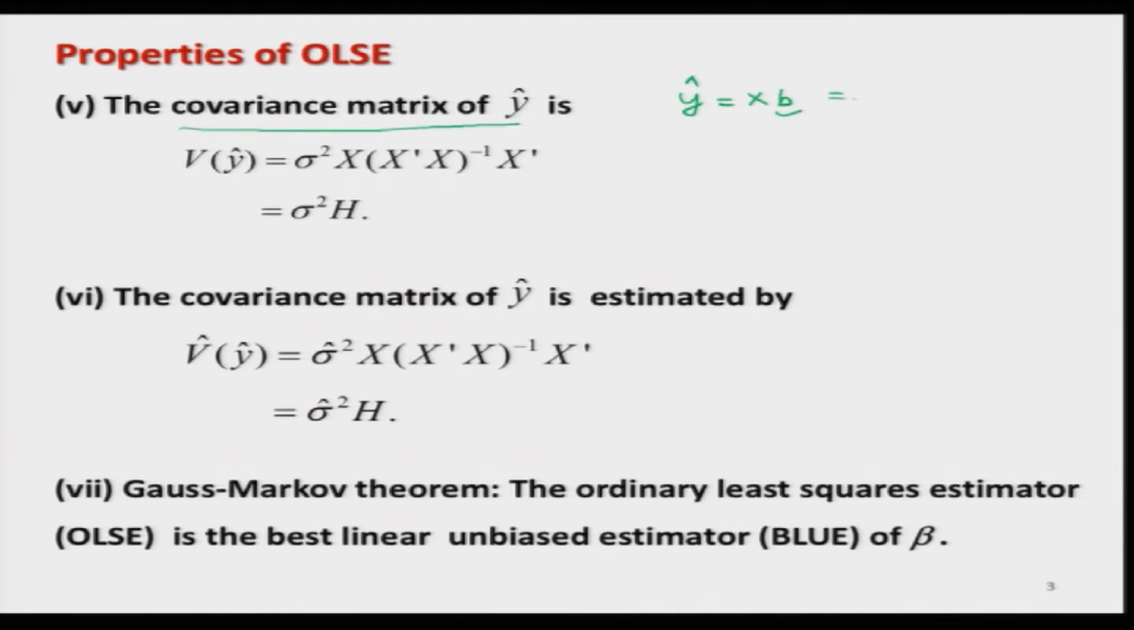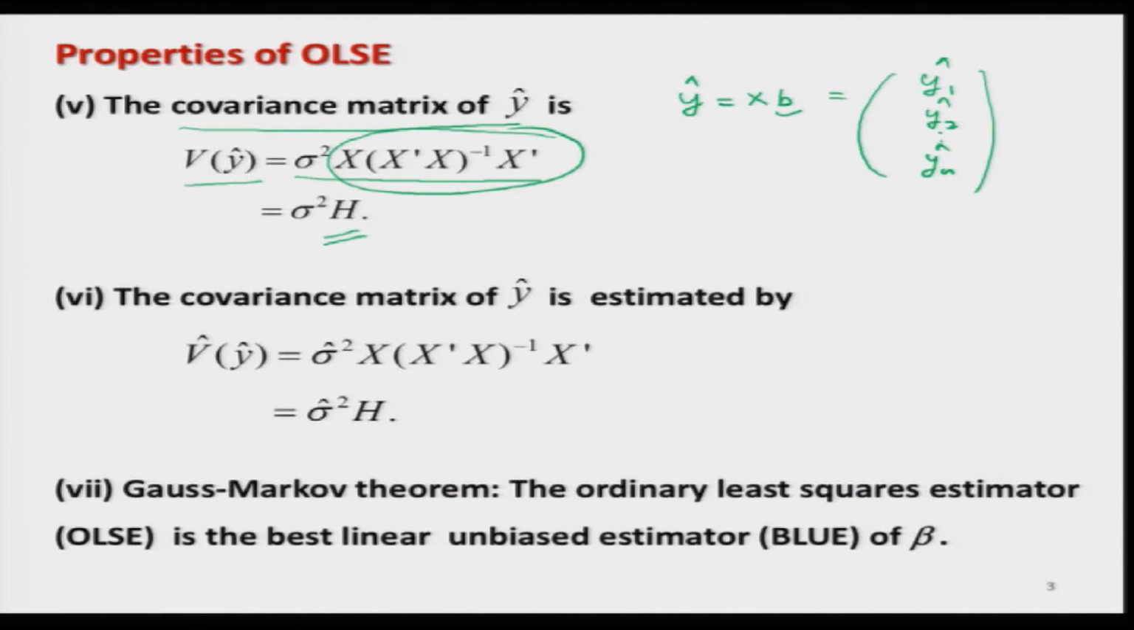Y hat, because if you remember, this will also be a vector like y1 hat, y2 hat, say yn hat. So its variance could be in the form of a covariance matrix. This covariance matrix, variance of y hat, is given by sigma square X transpose X whole inverse X transpose, and you can recall that this matrix, X transpose X whole inverse X transpose, is your H hat matrix, which we have discussed earlier.